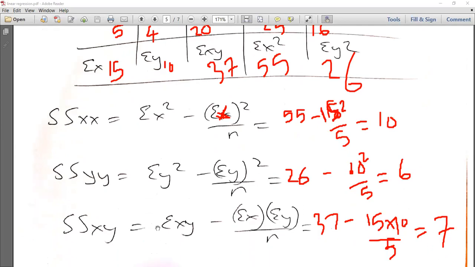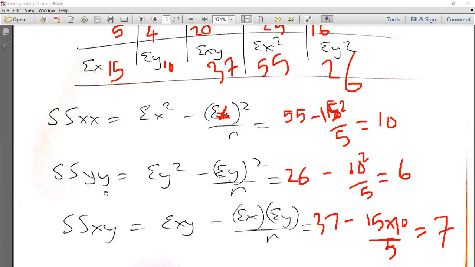Then when we go to xy, summation of xy is 37. Then x times y, 15 times 10, divided by 5. So when we divide this in there, we get a 7, because this in there is 2. 2 times 15 is 30. 37 minus 30 is 7.